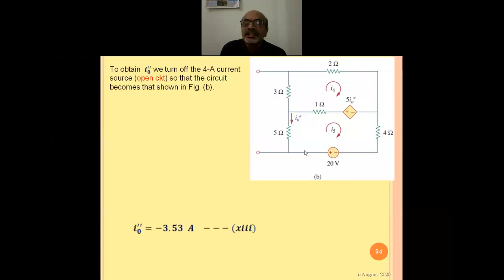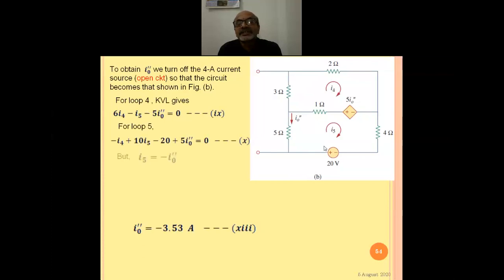for this mesh analysis, that is loop 1, loop 2 and loop 3. For loop 1 there is only one current source on this side, so I did not worry about that. In fact, it has helped us to find the current I1. So I1 is directly available as 4 amperes because they are in the same direction. For loop 2 and loop 3 you have written the equation, and now, in order to reduce the number of variables, so that I have to solve fewer simultaneous equations to find the answer.